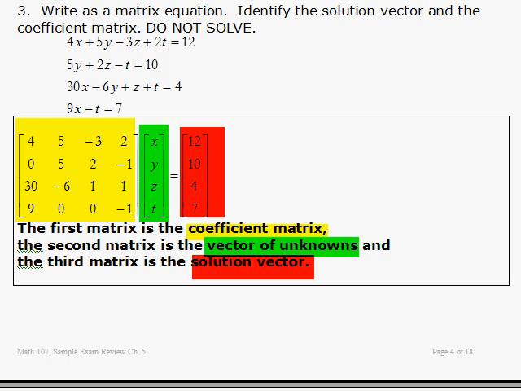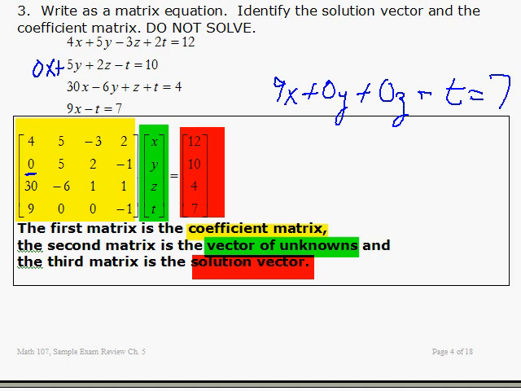The important thing is to make sure the equation is ordered properly so that you have x, y, z, and t lined up. And if there is no x, for example, in this particular case, there's no x, there really is 0x, and so you put a 0 in the coefficient matrix. In this last line, there's 9x, but there are no y's, there are no z's, and there's a minus t. So the coefficient is 9, then 0, 0 for the absence of y and z, and then of course t is multiplied by negative 1.